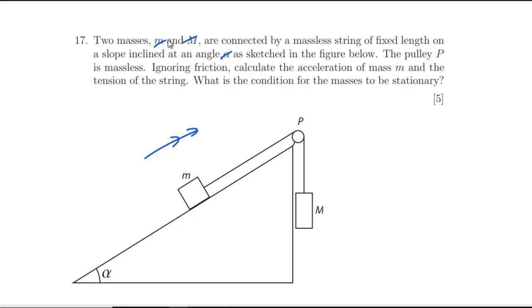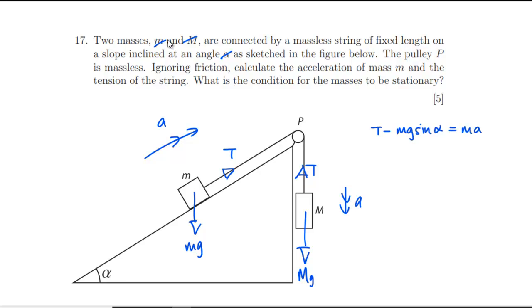So we'll say we've got acceleration there, and we've got tension, we've got weight of mg, we've got a weight of capital Mg, we've got tension here, and we'll say we've got acceleration there. So we can do a couple of F equals MAs. So we're going to have that T minus mg sine alpha is MA, and then for the big M we'll have Mg minus T equals MA.